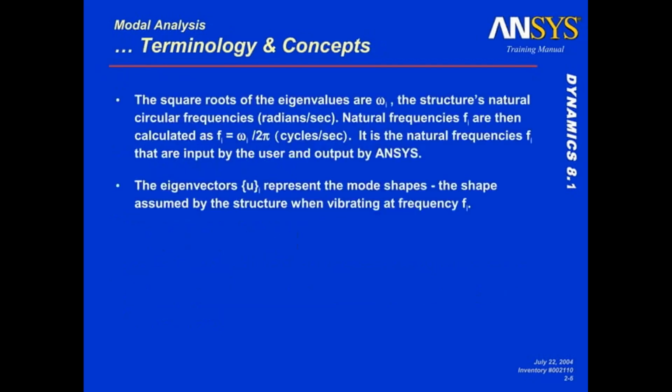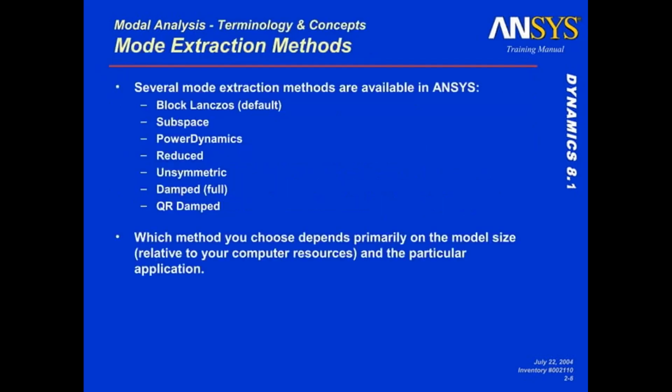The square roots of these eigenvalues are the natural circular frequencies, in radians per second. The natural frequency is calculated as f equals omega by 2 pi, in cycles per second. The natural frequencies input by the user and output by ANSYS represent the mode shapes assumed by the vibrating structure.